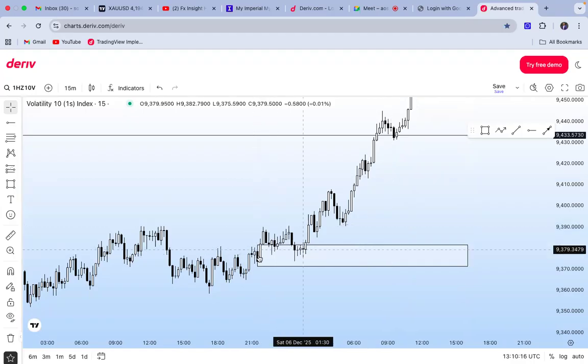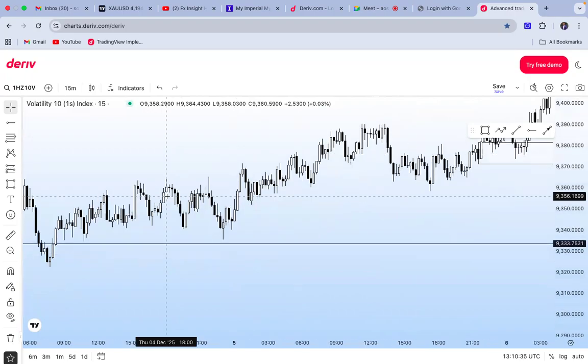So I waited for it to retrace into this and then I picked the buy and my TP was here because I was targeting the high from the CRT. So right from here to this point, boom. I hit my TP. I woke up to $370 profit. But ideally I should have got it somewhere down here.